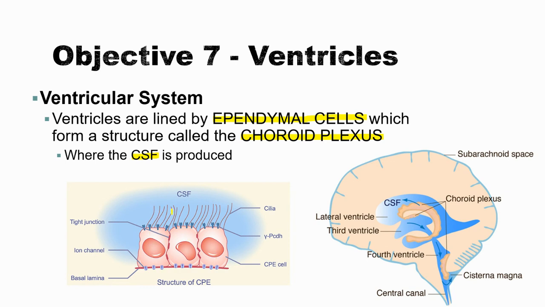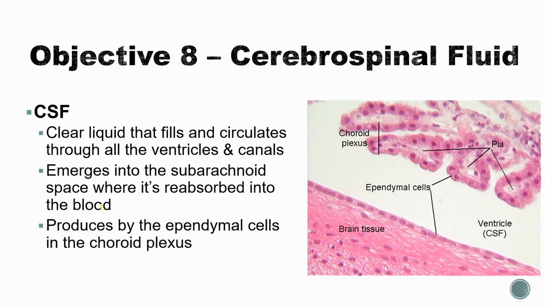These are little cilia, and what they do is they produce the fluid, and then they can beat these cilia back and forth. They're little hair-like structures, and they're able to move that fluid around. And so the cerebrospinal fluid is a clear liquid. It's going to fill up and circulate through those ventricles.